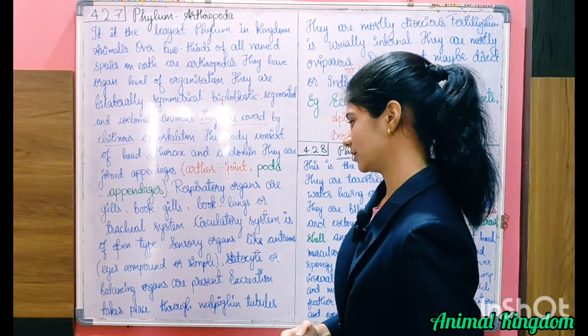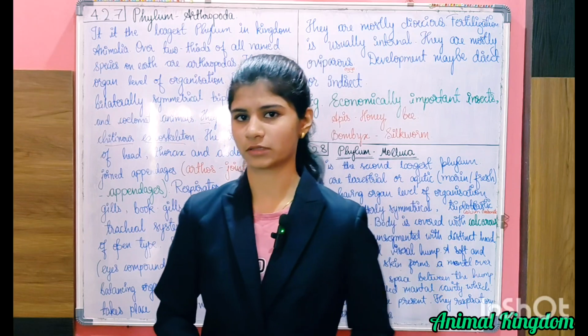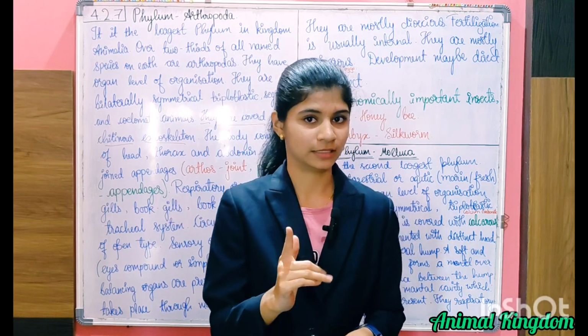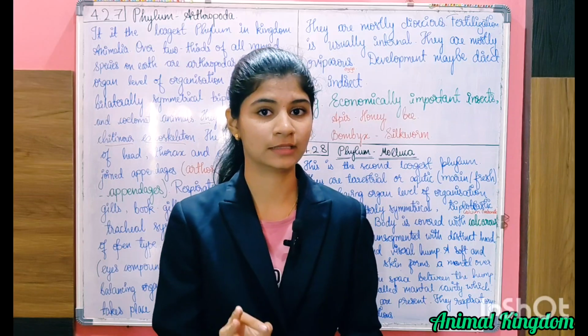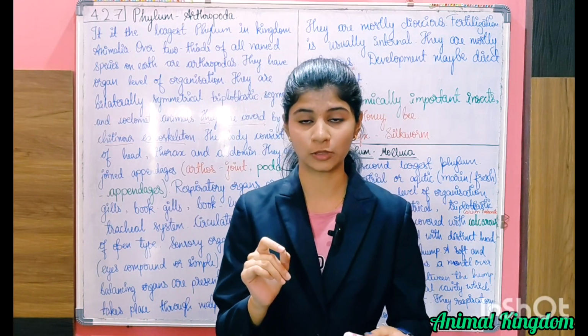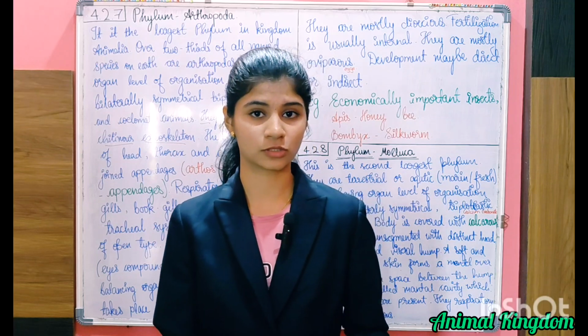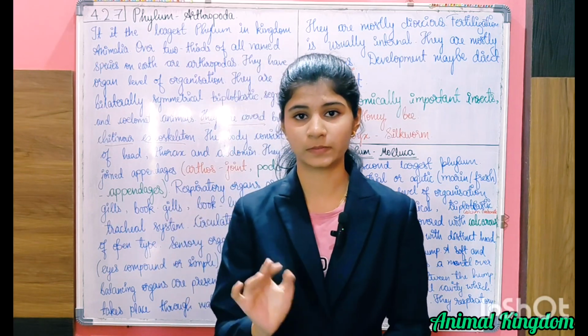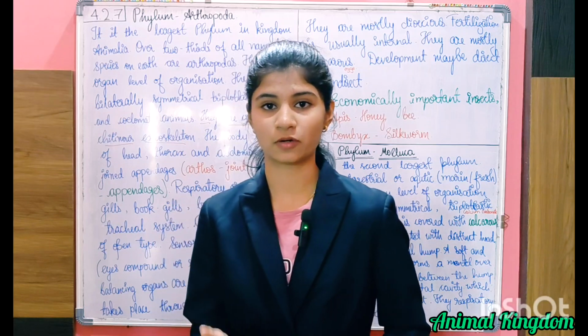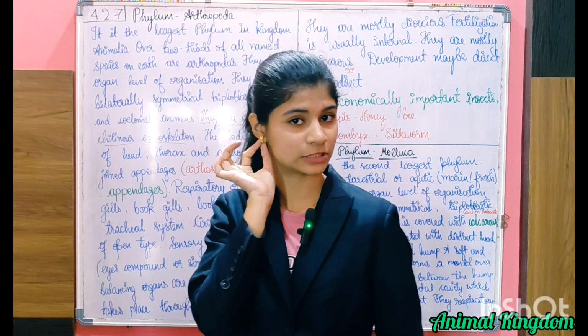Statocysts or balancing organs. Now what are these balancing organs? As you see in humans, the ears are the most important organ in the whole body because they balance our total whole body. If one ear also you can't hear, then it will be totally wrong. Mentally it is very wrong. So the balancing organ is the organ which is our ear.